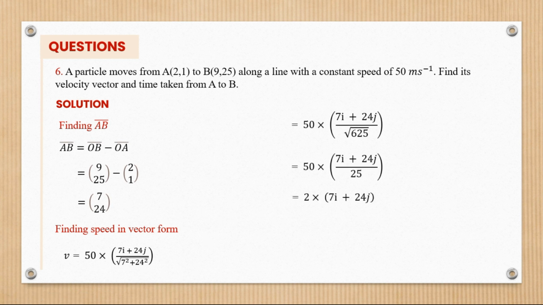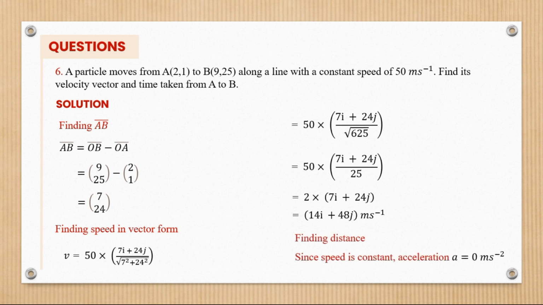So I'll have it as 2 times 7i plus 24j, which is 14i plus 48j meters per second. So now I know the value of v in vector form. Next I can now find the distance, but before I do that, I remember that since speed is constant, acceleration is 0 meters per second squared.